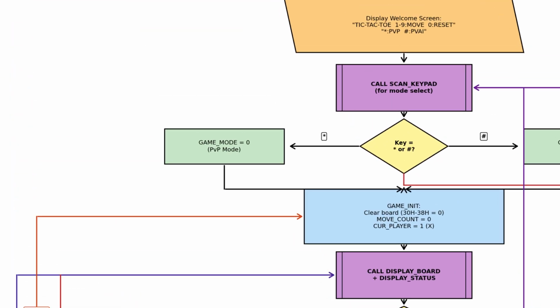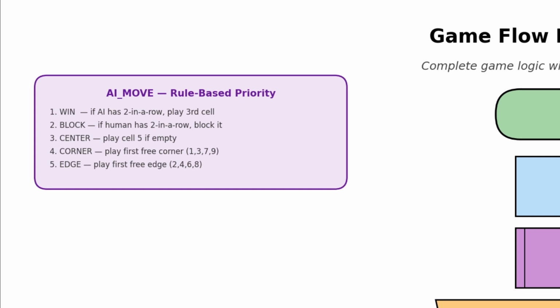For the AI algorithm, we use a rule-based priority strategy that guarantees the AI will never lose. The AI checks 5 priorities in order. First, win. If the AI has 2 in a row with the third cell empty, it takes that cell immediately. Second, block. If the human has 2 in a row with the third empty, the AI blocks that cell.